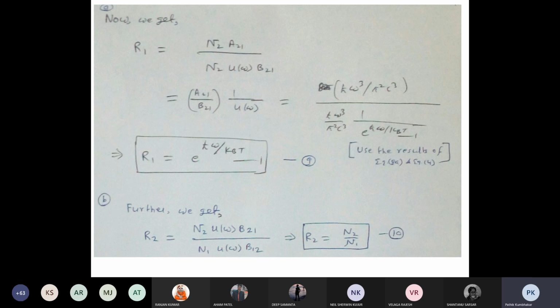Now we will solve one problem, then we will try to understand why ordinary materials do not emit stimulated photons. So we calculate the real value of R1.